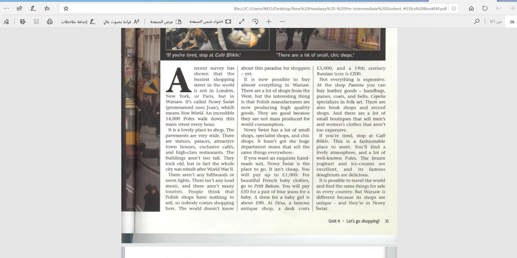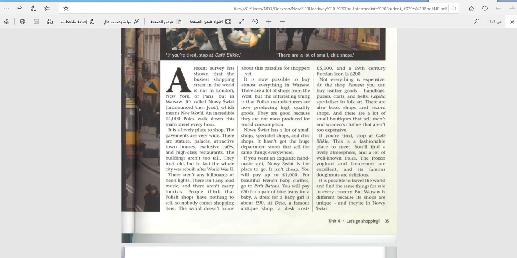The buildings aren't too tall. They look old, but in fact the whole city was rebuilt after World War II. There aren't any billboards or neon lights. There isn't any loud music. And there aren't many tourists.